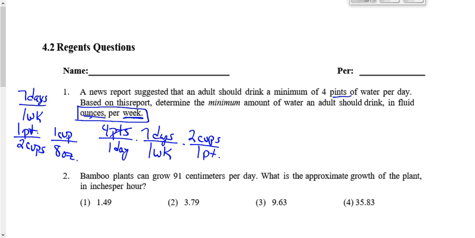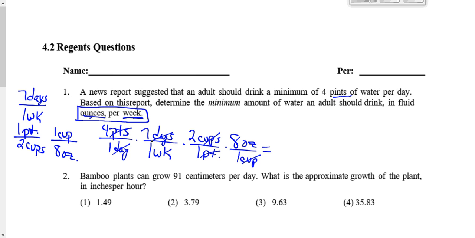So now the pints will cancel, and now I've got to get rid of cups. Multiply by 8 ounces over 1 cup. Yeah, and cups cancel. Multiply 4 times 7 times 2 times 8. Wait, you didn't cancel out days. You didn't put an extra one. Oh, sorry.